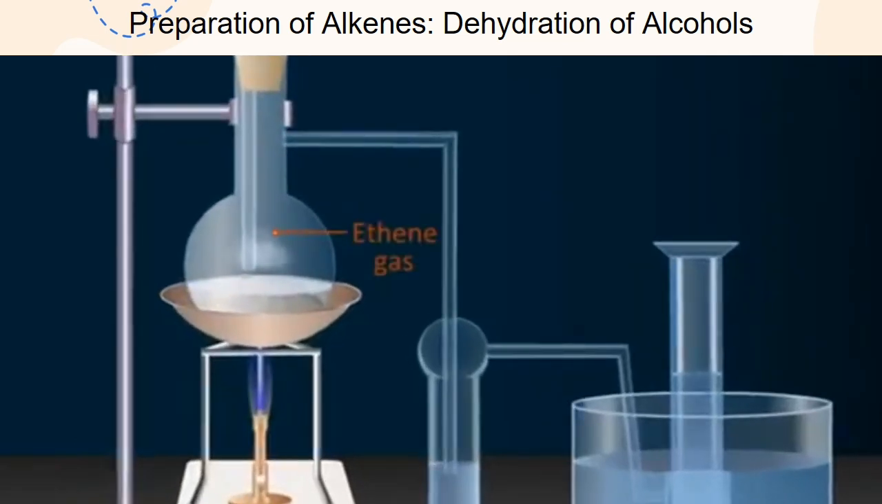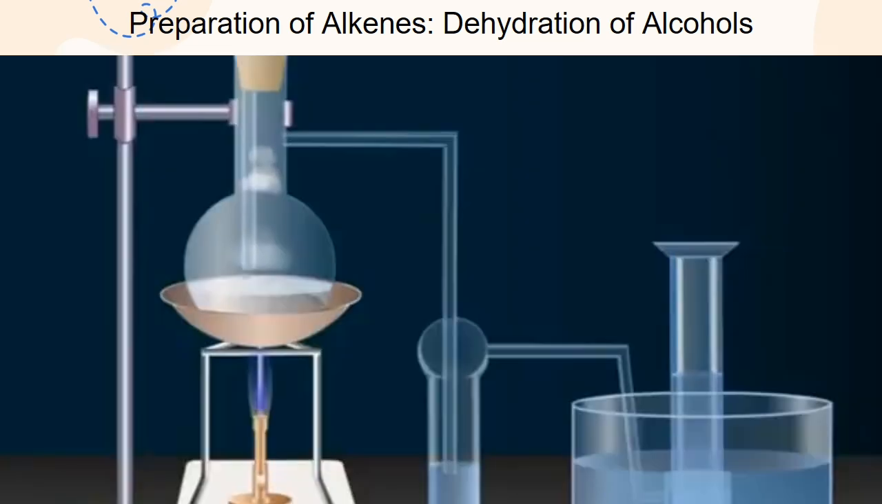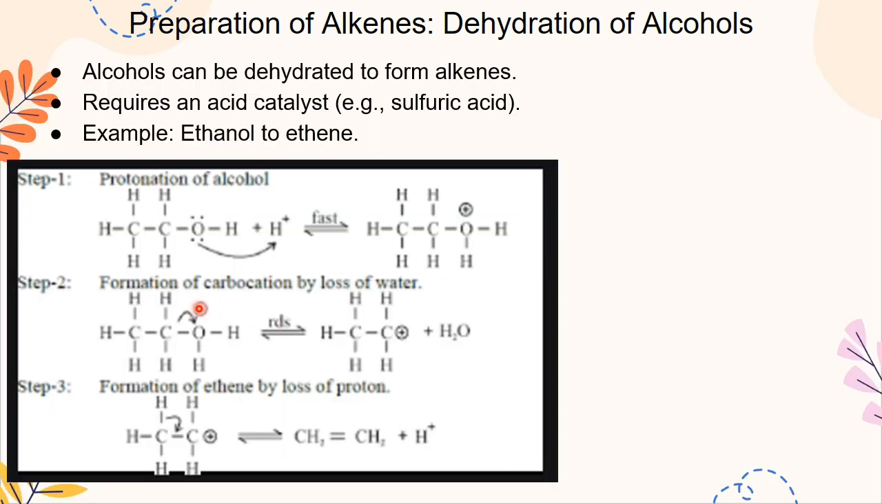Okay, let me use the pointer. As you can see, this hydrogen ion we have here is being provided by the sulfuric acid. Once the hydrogen ion is provided, it combines with the ethanol to form this compound. So you can now see that in this compound we have another hydrogen added to the OH here. So the next step is formation of carbocation by loss of water.